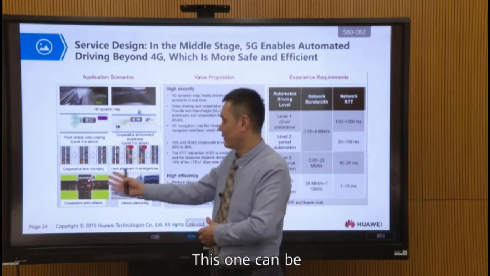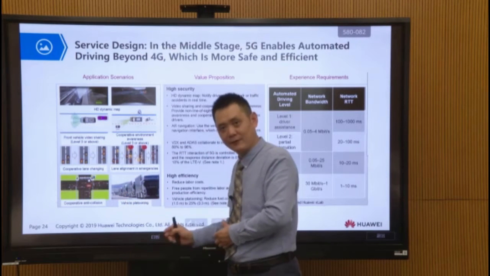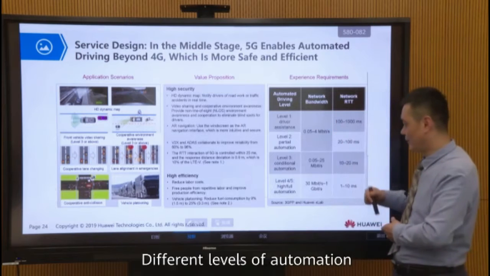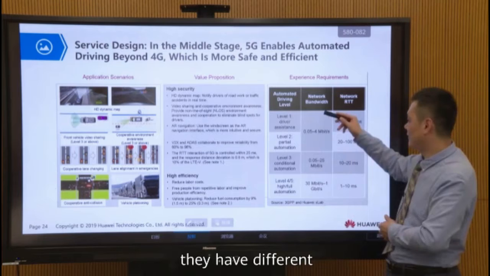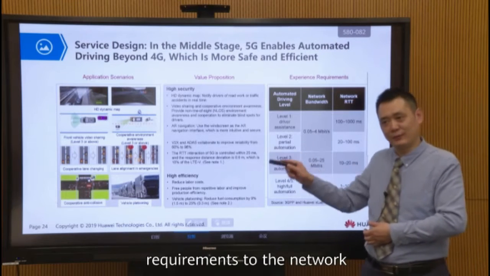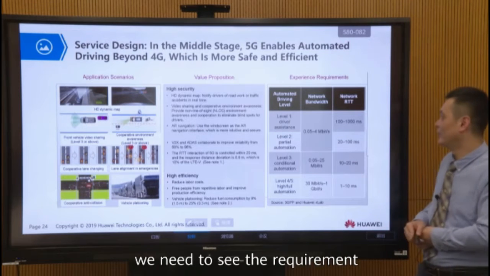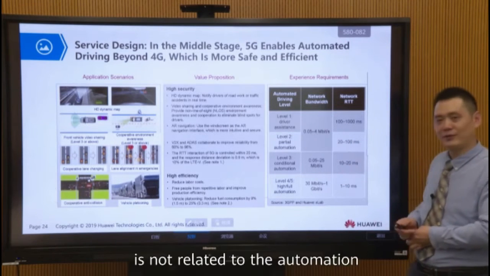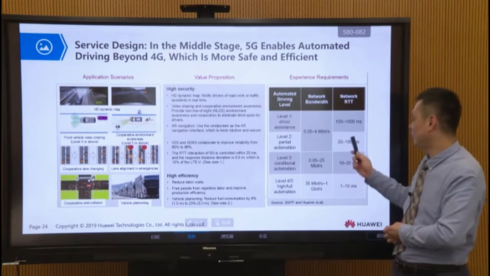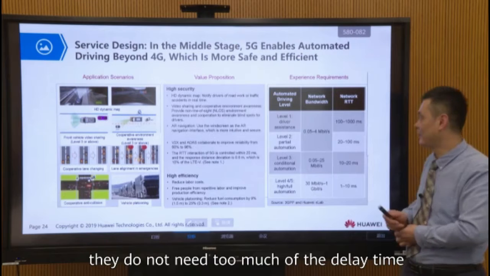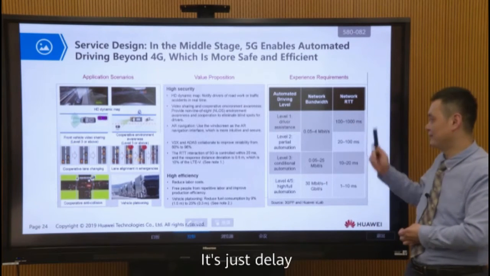This one can be level 1, 2, or level 3. And this one will be level 4 and level 5. Okay? Different levels of automated driving. Level 1, level 2, level 3, 4, and 5, they have different requirements of the network. For the network solution, of course, we need to see the requirement. Level 1, level 2 is not related to automation, so they do not need too much bandwidth. They do not need too much delay time. Here, RTT means round trip time. No, it's just a delay.